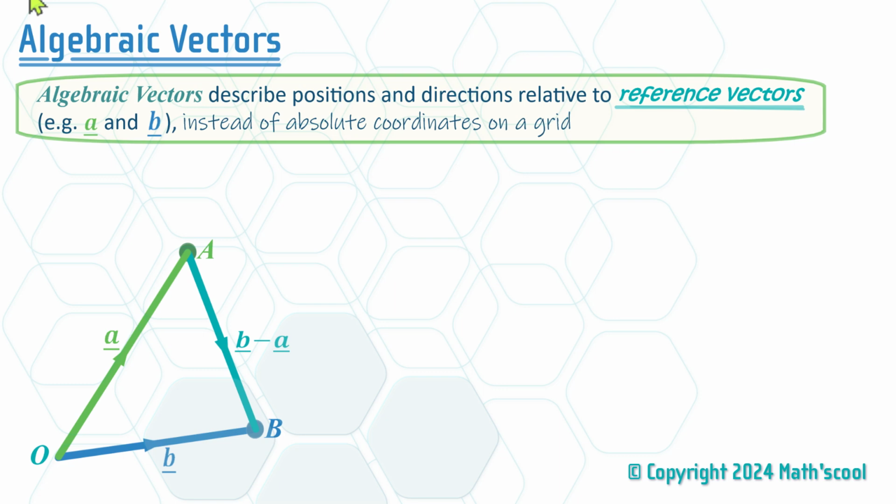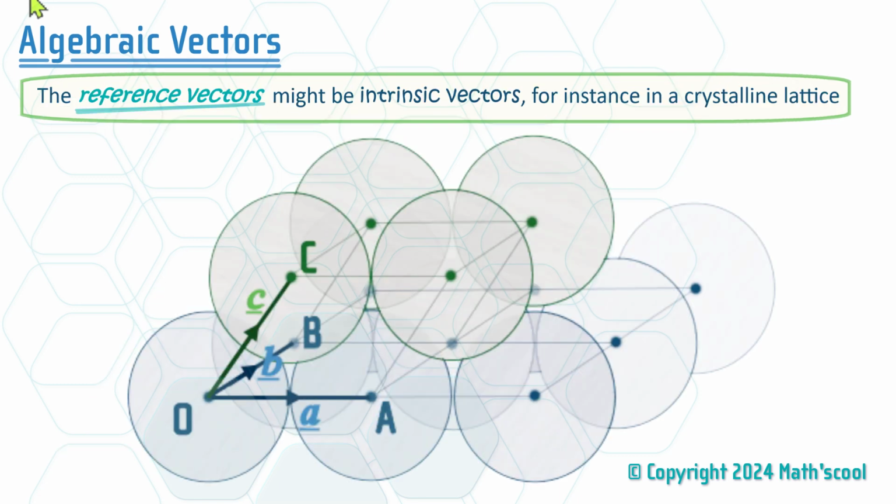We're not actually specifying what the coordinates of A are anymore, and we're not specifying what the coordinates of B are anymore. Why might we do that? Well, rather than using our x and y axes, using some A and B as reference vectors might be useful because we might be in a situation where there are some intrinsic vectors there already which are not aligned with the x-axis and not aligned with the y-axis.